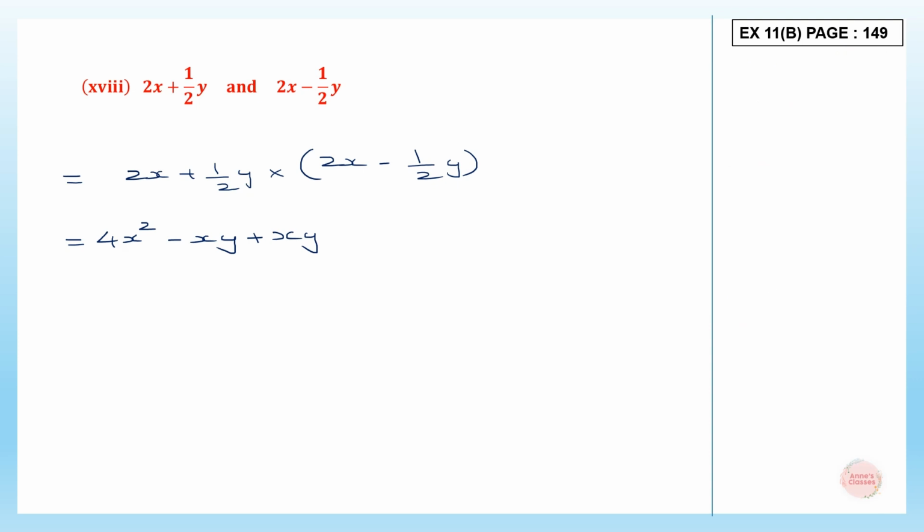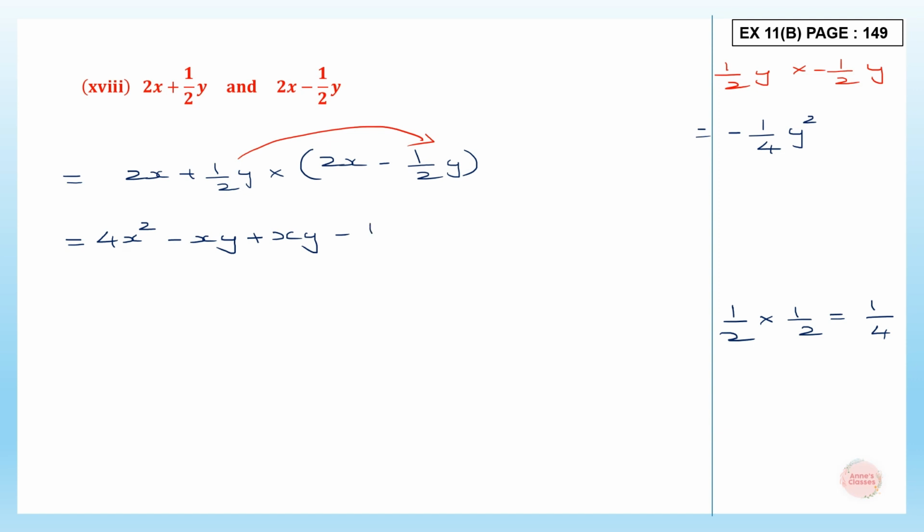Now we're going to multiply plus 1 by 2y into minus 1 by 2y. So minus into plus is minus. So the sign is minus. Now we multiply the numbers, that is 1 by 2 into 1 by 2. Nothing to cancel. So numerator is 1, 2 2's are 4. So that is 1 by 4. Now y into y is y to the power of 1 plus 1, y to the power of 2. So what do we have there? Minus 1 by 4 y square.